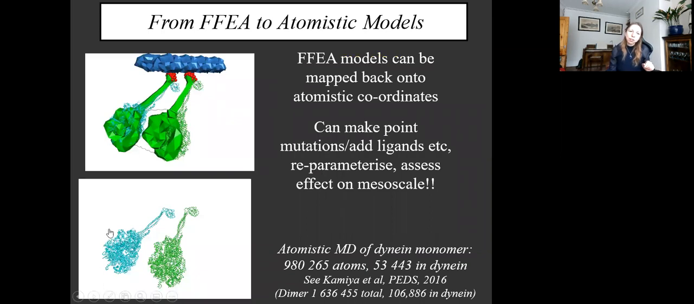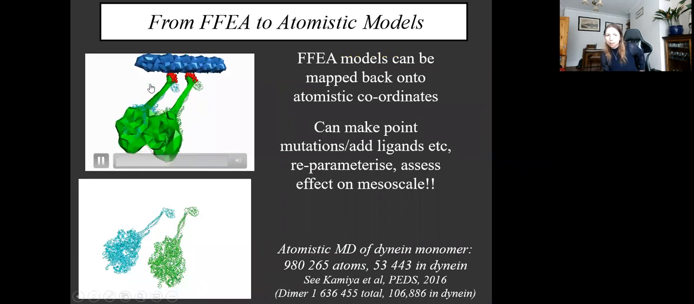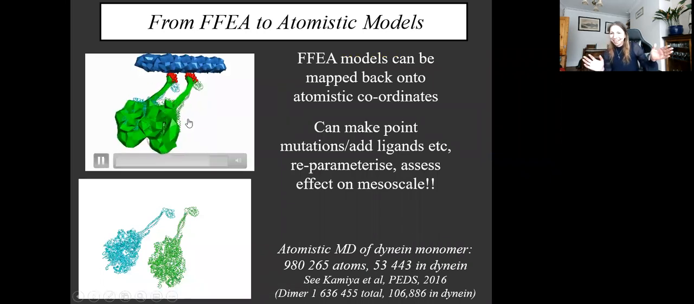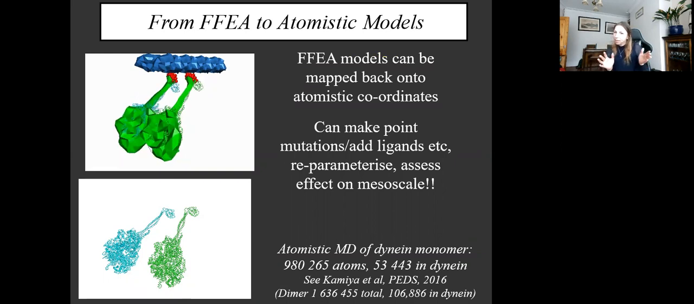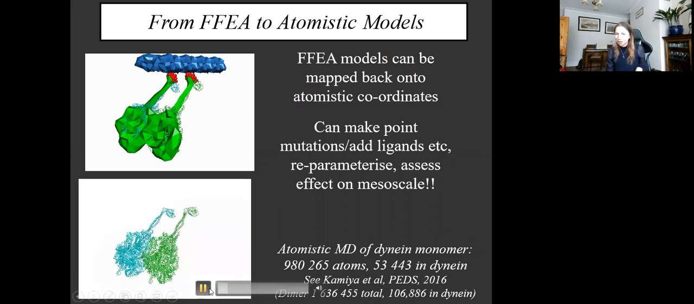And then we can do things like map back to atomistic models. So this isn't a real simulation of a dimer. This is our FFEA simulation with the atomistic structure superimposed back on. So this is a total cheat here. It looks amazing, but it's completely a cheat because this is a coarse grain model that has had the atomistic coordinates superimposed. But of course, then we could in principle take this structure and run an atomistic simulation. So we could run coarse grain things and then fit things and then run them atomistically if we wanted to.